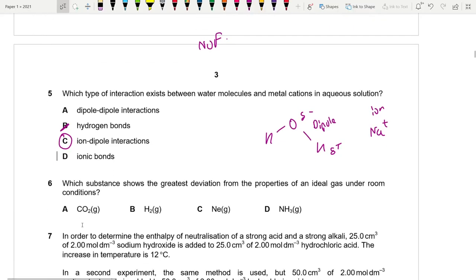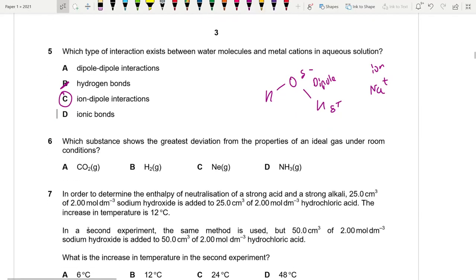Okay, 5C. Which substance shows the greatest deviation from the properties of an ideal gas? The stronger intermolecular forces you have, the more deviation you will show. Here, the strongest intermolecular force of attraction is hydrogen bonding in ammonia. So 6 is D.